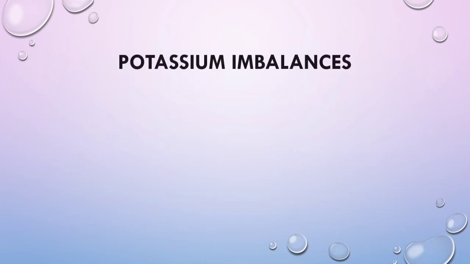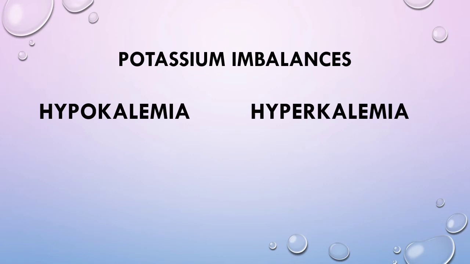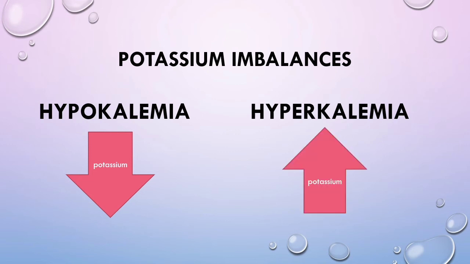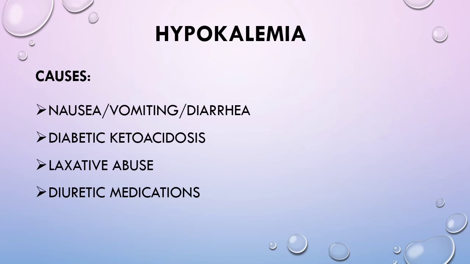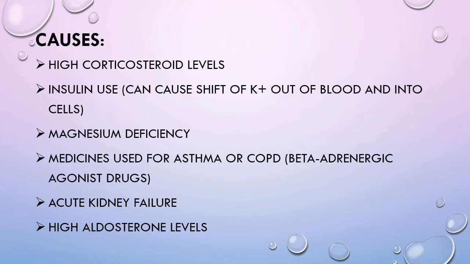Potassium imbalances. There are two types as well: hypokalemia, which is low potassium, and hyperkalemia, which is high potassium. Hypokalemia causes include nausea, vomiting, diarrhea, diabetic ketoacidosis, laxative abuse, and diuretic medication. Other causes include high corticosteroid levels, insulin use, magnesium deficiency, medicines used for asthma or COPD, acute kidney failure, and high aldosterone level.